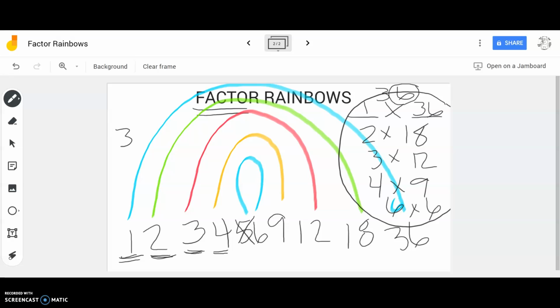To list my factors of 36, I'm just going to write down my list. 1, 2, 3, 4. 5 did not work, so I'm going to ignore that. 6, 9, 12, 18, and 36. I knew I was done at 6 because my rainbow looped upon itself. There's nothing else to go. As soon as your rainbow touches the other side, then you're done. You know that you hit all your pieces. Factor rainbows are a great way to organize your thoughts in finding factors of different types of products.